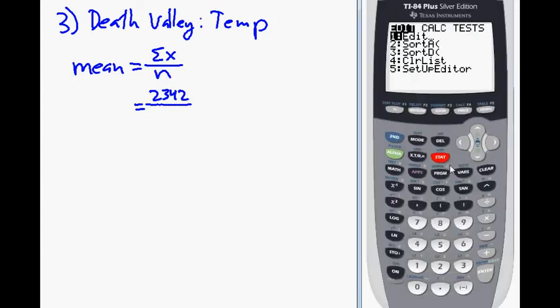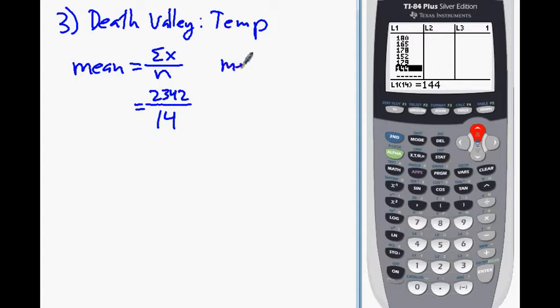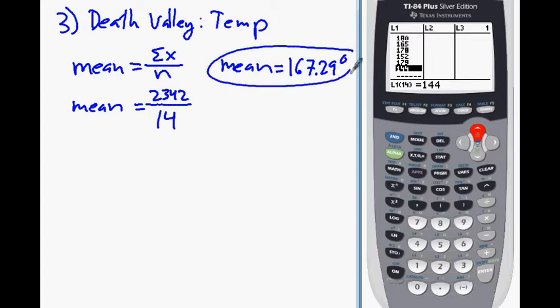And of course, if we go into our stat lists, often what I just do is go to the very bottom and you see the subscript right here tells you how many there are. There are 14. So you're going to have that, which means our mean, let me fill that in. If you do that division, it turns out to be 167.29 degrees as the mean temperature in Death Valley.